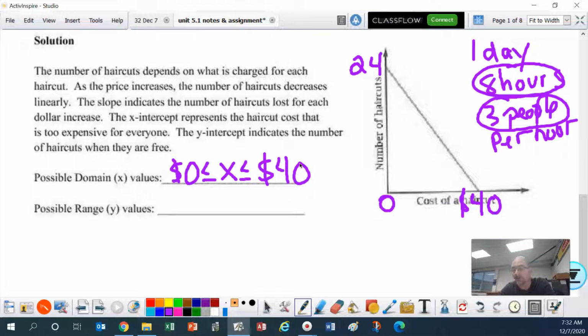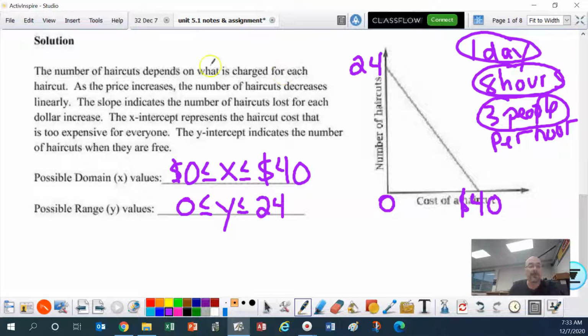That's our domain value. Again, $40 is what the class has pretty much come up with the last 2-3 years. I'm not going to spend more than 40 bucks for a haircut. The range value: obviously if it's too expensive, nobody's going to get their haircut, so 0. And if they're free, there's going to be a line at the door, and we'll say that person can cut 24 people's hair in 1 day, which is an 8-hour day. Again, 1 day, 8 hours, 3 people per hour.